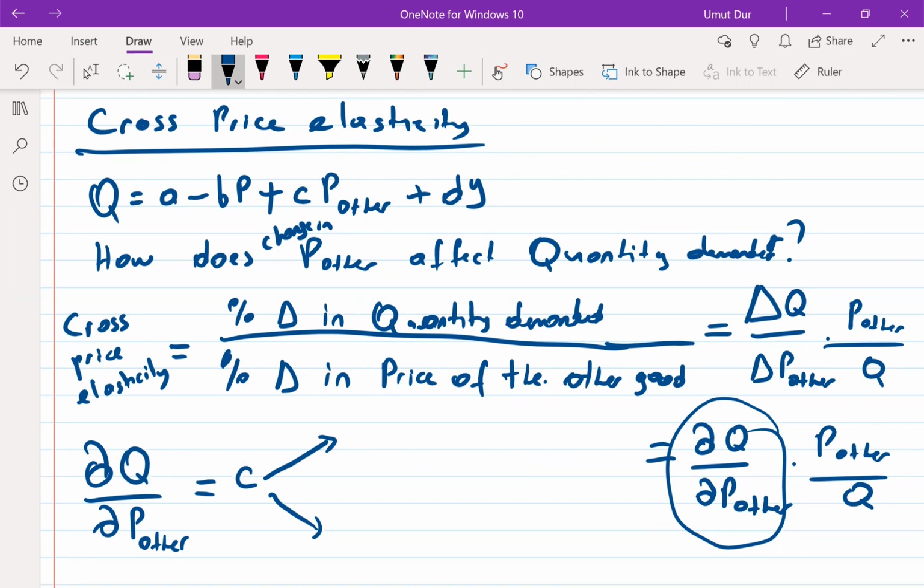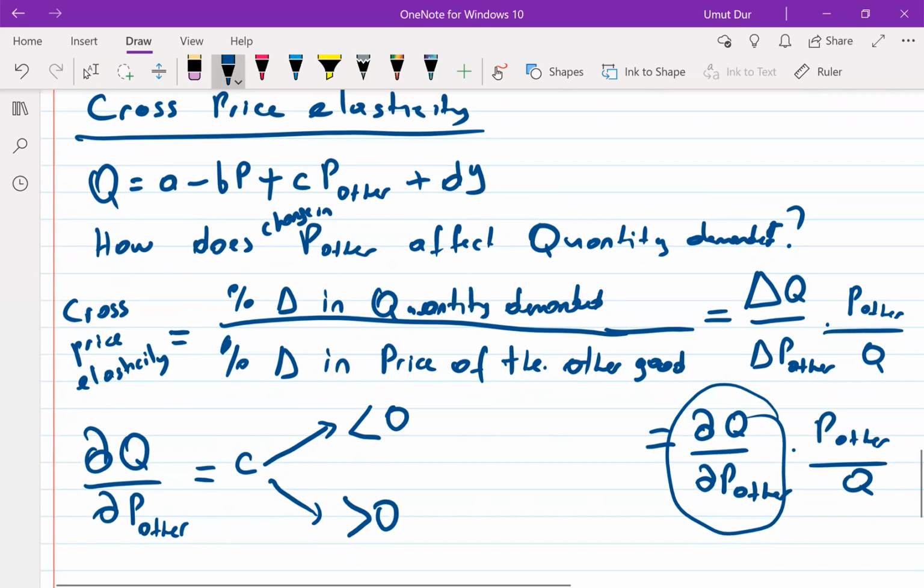It can be negative. So it can be less than 0, or it can be greater than 0. Both cases are possible here. Let's think about when it can be less than 0.